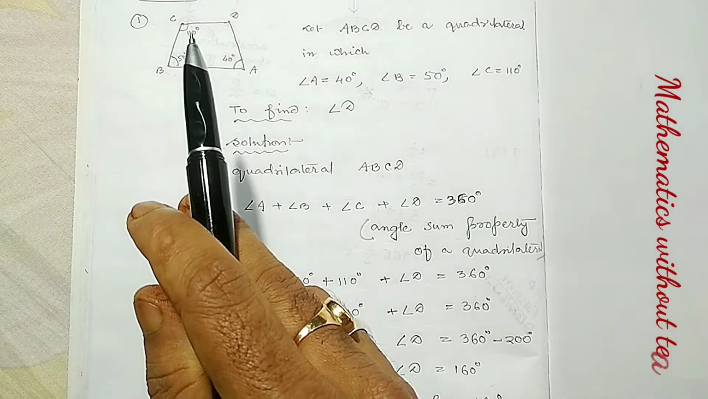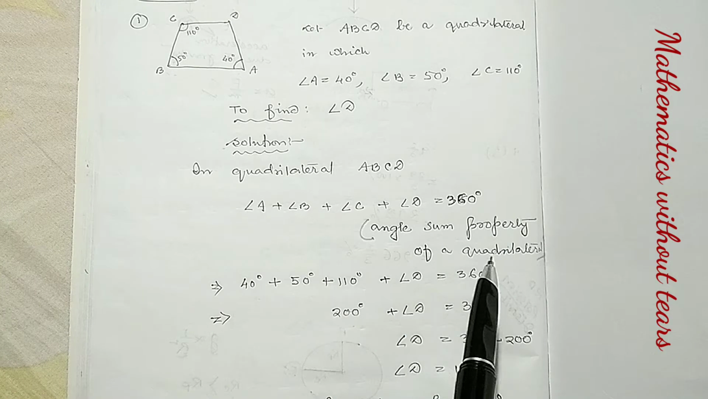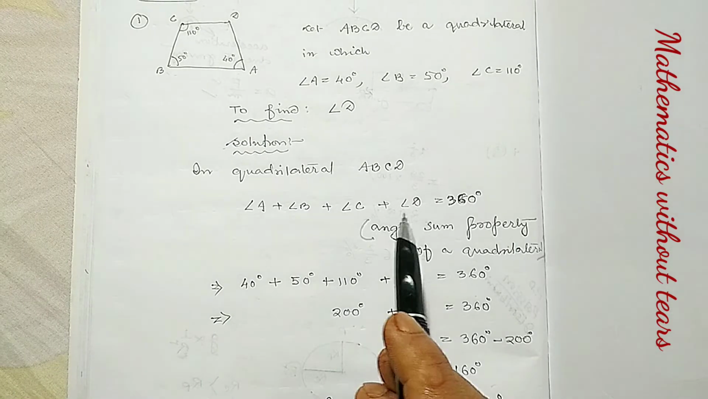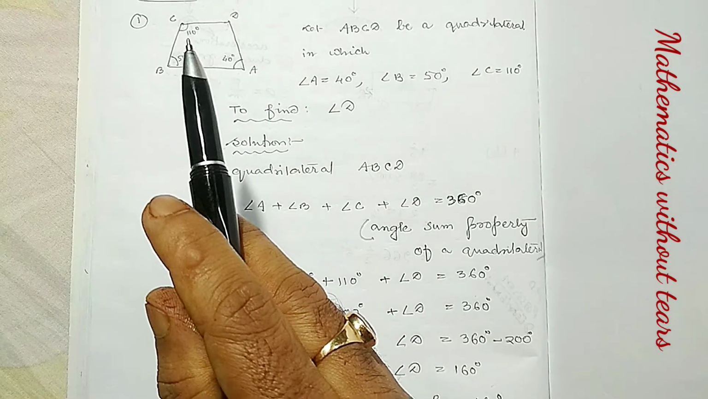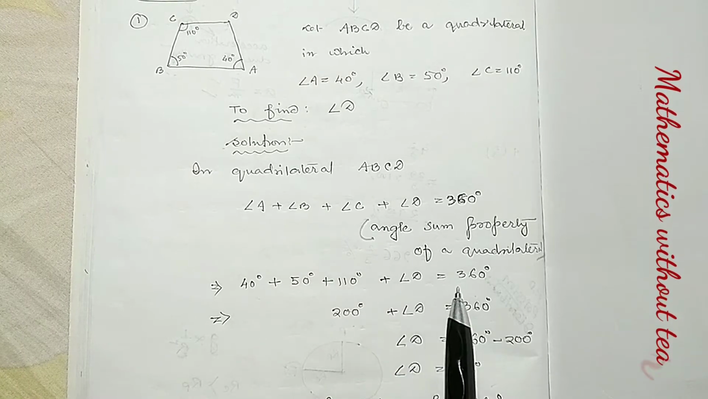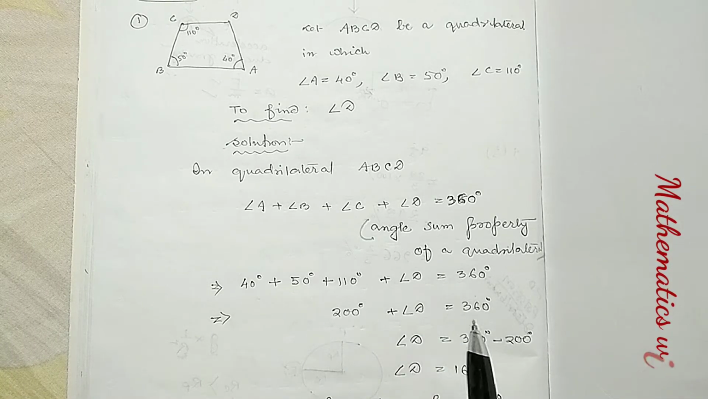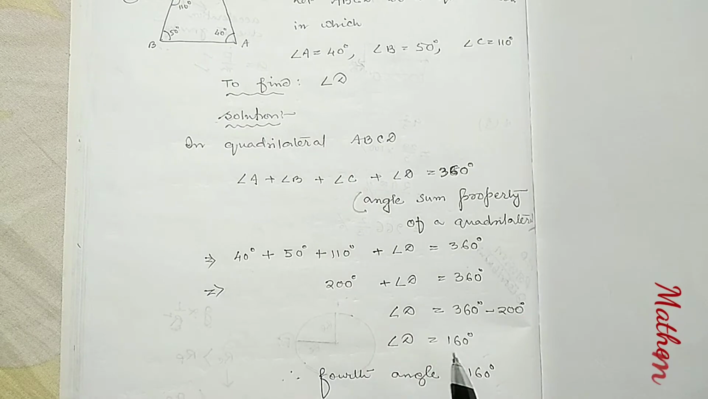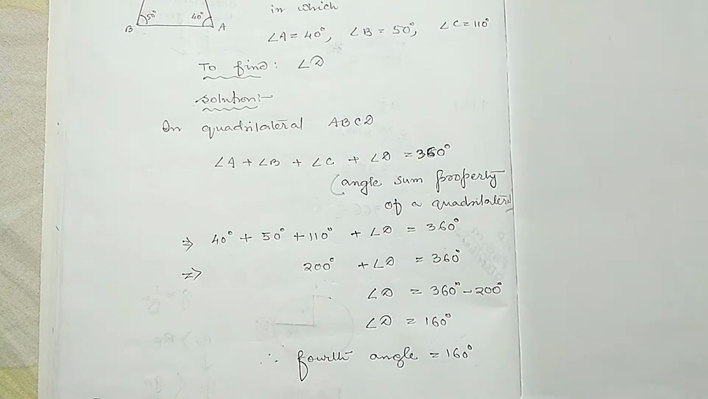Since the sum of four angles in a quadrilateral is 360 degrees, we know this is the angle sum property of a quadrilateral. So we can write angle A plus angle B plus angle C plus angle D equals 360 degrees. Now A is known to us, 40, B is 50, C is 110. So we'll replace these values, and angle D is unknown, we'll keep as it is, equal to 360. If I add these three, I am going to get 200. 200 plus angle D equals 360. Angle D is 360 minus 200. So that means angle D equals 160 degrees. Therefore, the fourth angle, that means angle D, will be equal to 160 degrees.